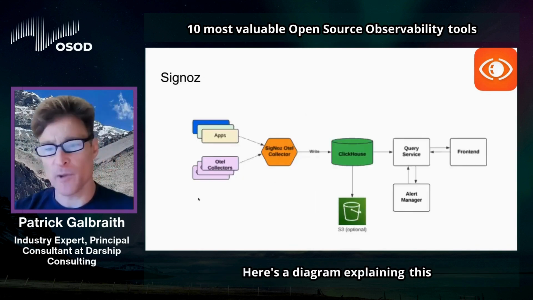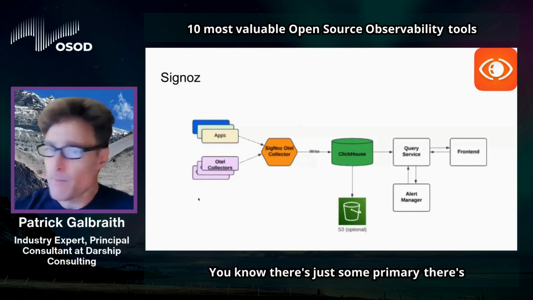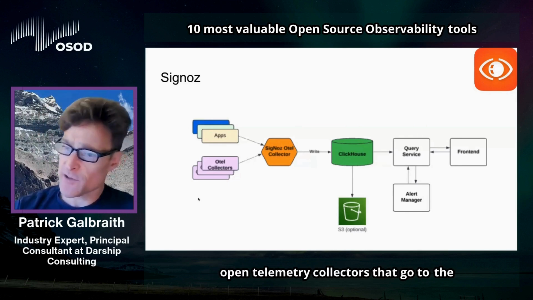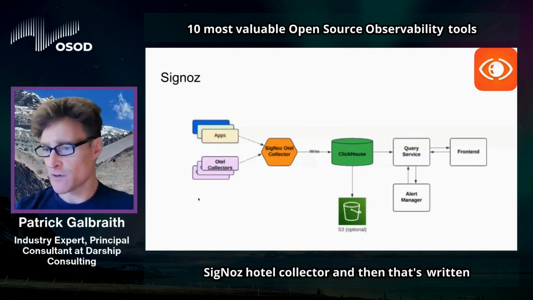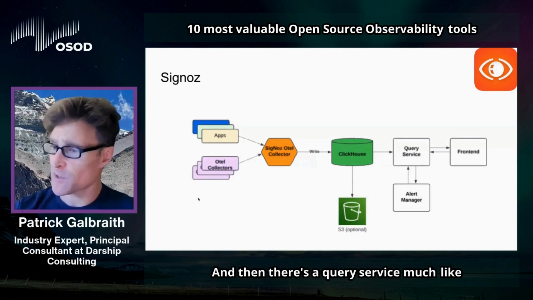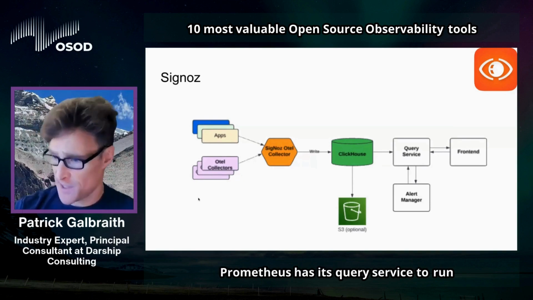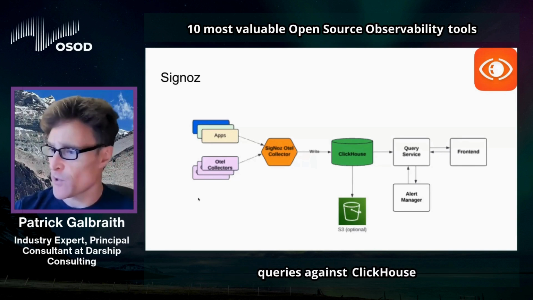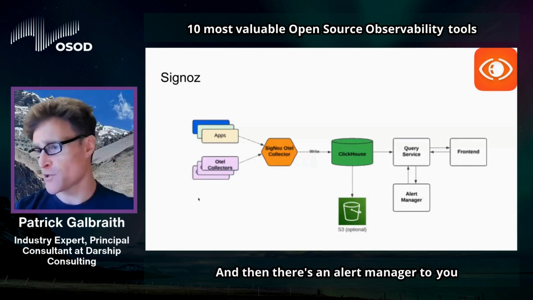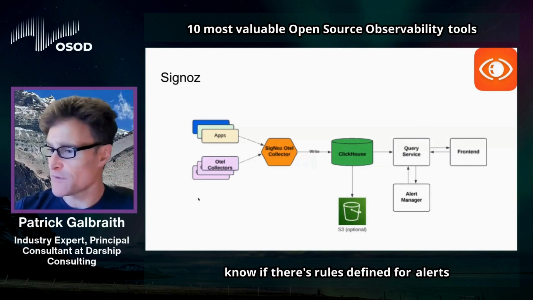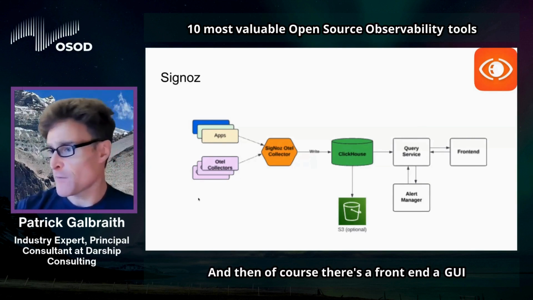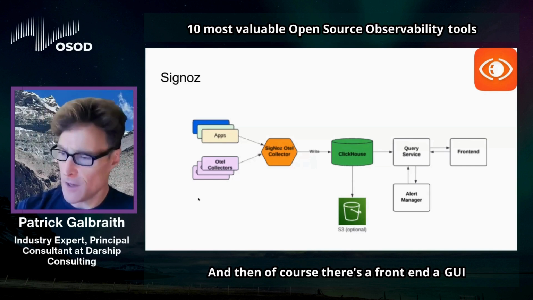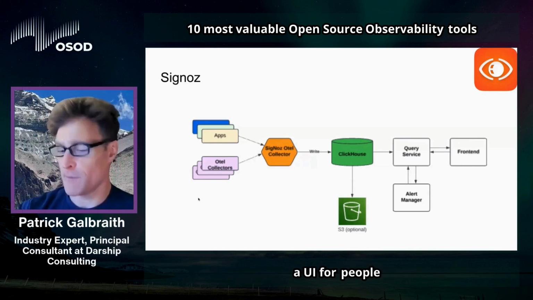Here's a diagram explaining this. There are OpenTelemetry collectors that go to the SigNoz OTel collector, and then that's written to ClickHouse. Then there's a query service, much like Prometheus has its query service, to run queries against ClickHouse. Then there's an alert manager if there are rules defined for alerts. And then, of course, there's a front end, a UI for people.